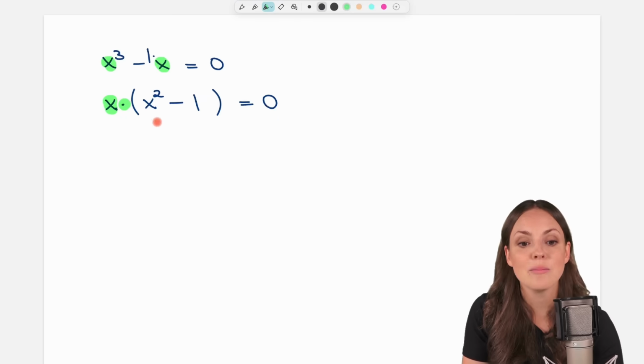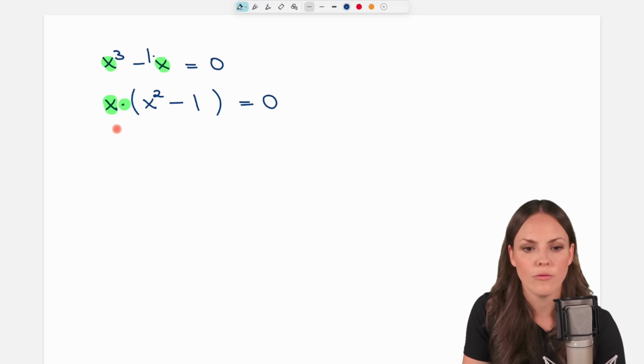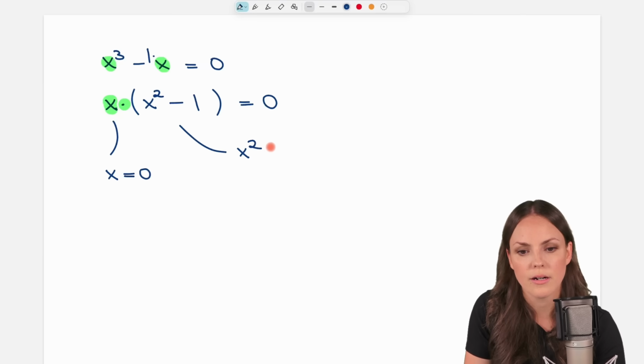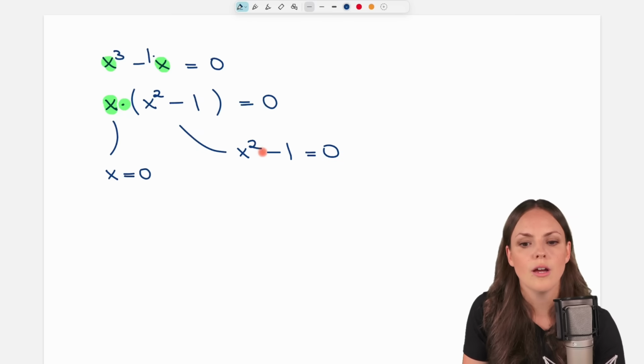Something times something is equal to 0. Every time this is the case, you are allowed to write this one equation as two separate equations. So you take your first part, the x here, and either this has to be equal to 0, or the second part, everything in the parentheses, the x squared minus 1, is equal to 0. And now we solve these two equations separately.